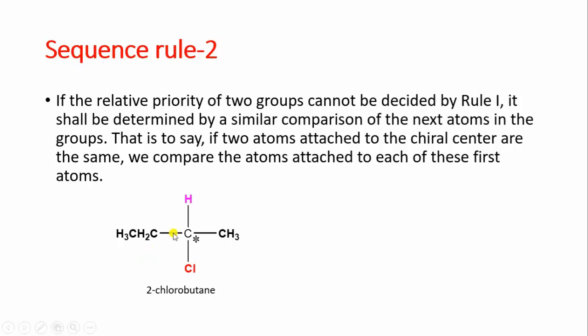So in this example, 2-chlorobutane, this chiral carbon is attached to 4 different atoms. Chlorine has a higher priority than carbon, so first priority goes to chlorine. Now there are two similar carbon atoms, and we cannot assign two the same number, so we have to go to the next atoms attached to them.